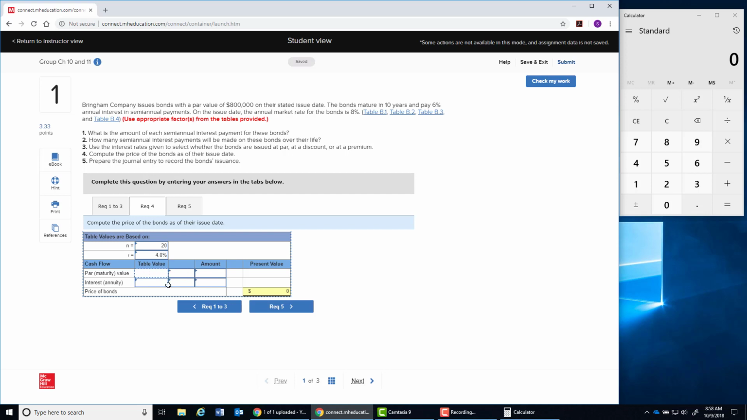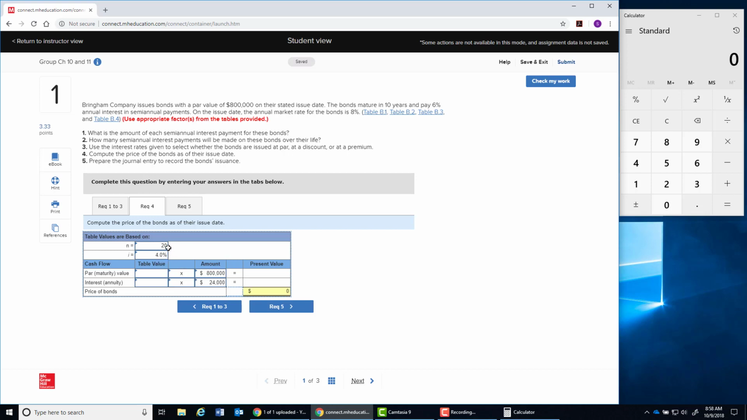So now what has to happen is we need to find the table value because we've got to look at our cash flows. So it's saying, how are you going to define the present value for the par and maturity? That's that lump sum, right? Well, let's go ahead and just get the multiplier. I know that I'm going to multiply some factor by the 800,000 lump sum. And then for the interest, which are the semi-annual interest payments, I'm going to multiply some value by one interest payment, which is 24,000.